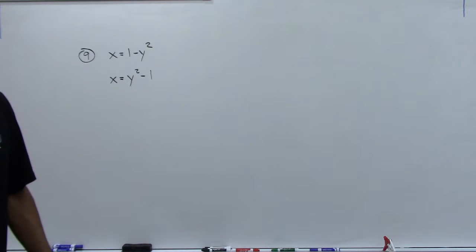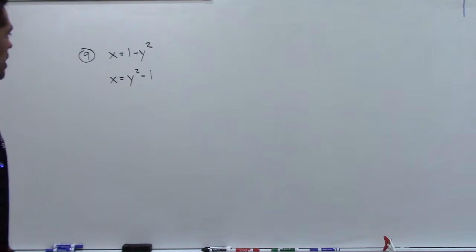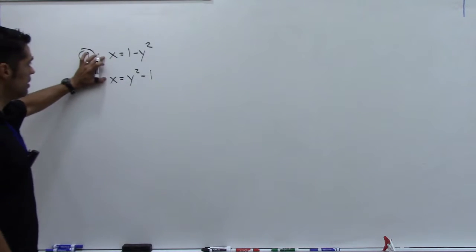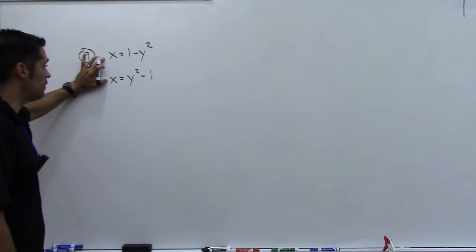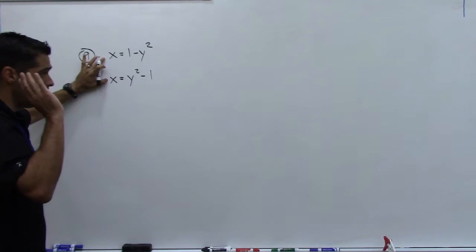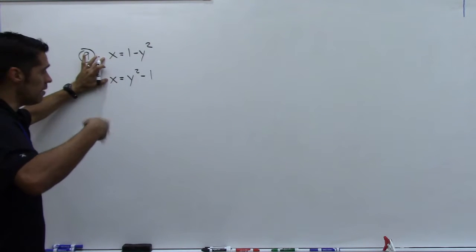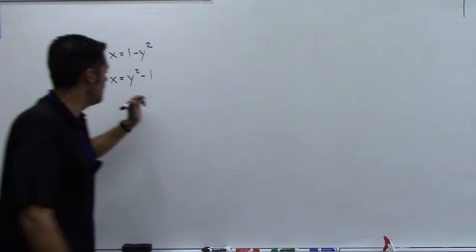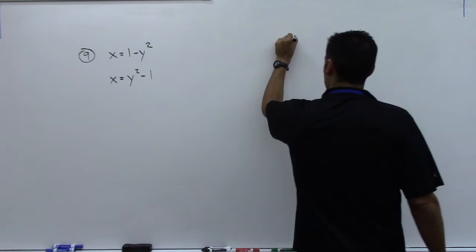There it goes. Okay, so working on number 9. Right away, I noticed that these are functions of y because they're solved for x. So I'm thinking I'm going to have horizontal rectangles instead of vertical rectangles. But let me just do the graph and see how this works out.